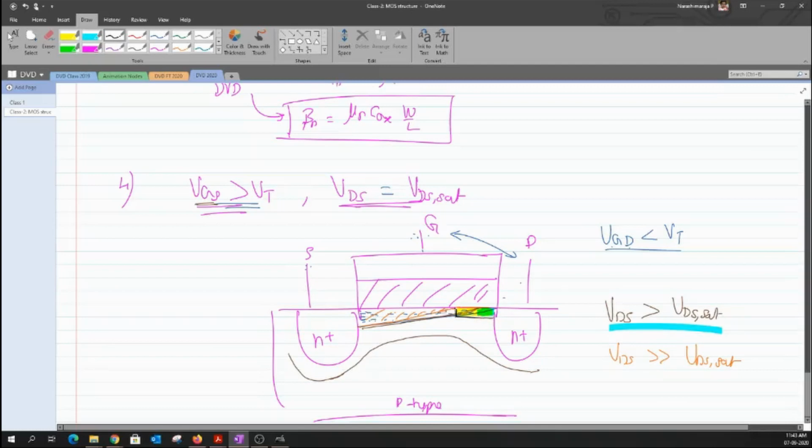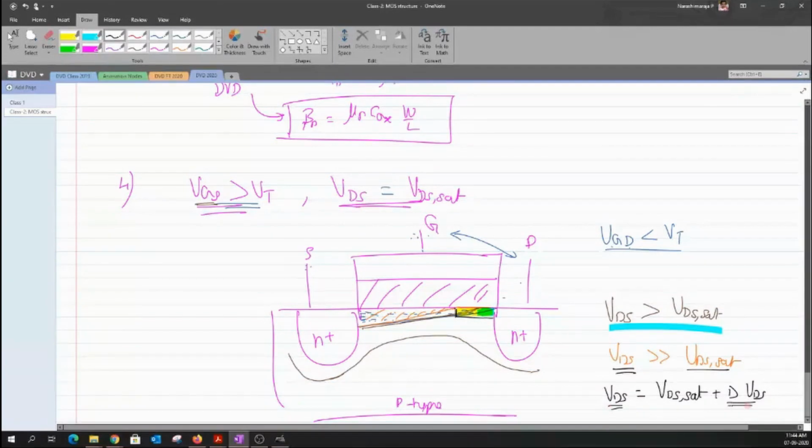But as of now, you could see that the channel length is becoming shorter and shorter in this particular zone. Right now, the value of VDS that I have is greater than the value of VDS sat. So this VDS can be split into two components. One is the component of VDS sat. The other one is this delta VDS, which is the extra VDS that I have added in order to make VDS much greater than VDS sat.